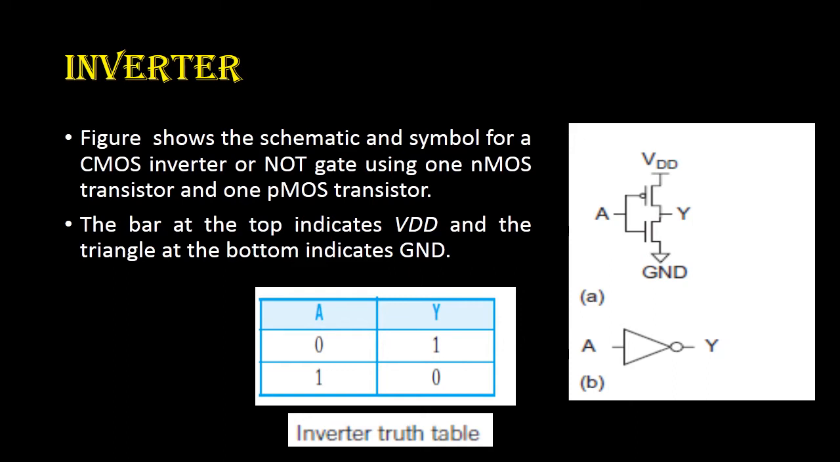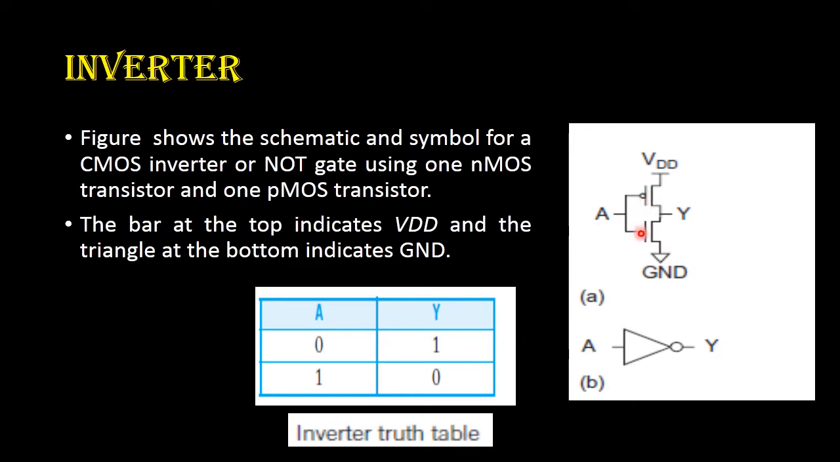Another name for inverter is NOT gate. It has one input and one output. A is the input and Y is the output. If we give 0 as the input, you will be getting 1 as the output. If we give 1 as the input, you will be getting 0 as the output. So this is the CMOS logic diagram for an inverter. Always remember, CMOS means we use both PMOS transistor as well as NMOS transistor.